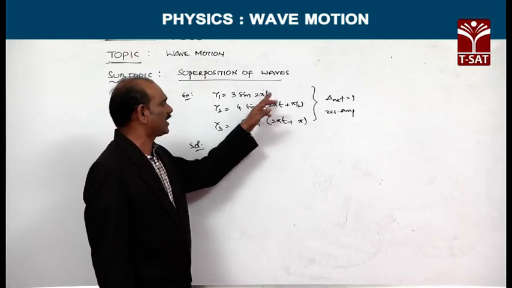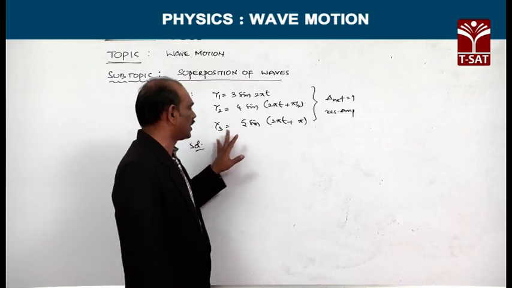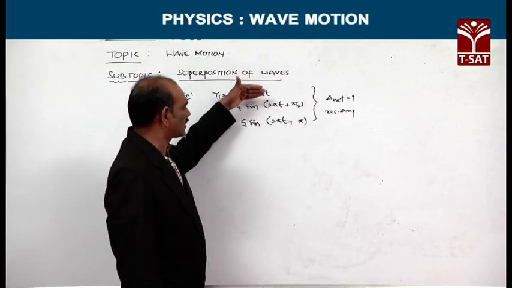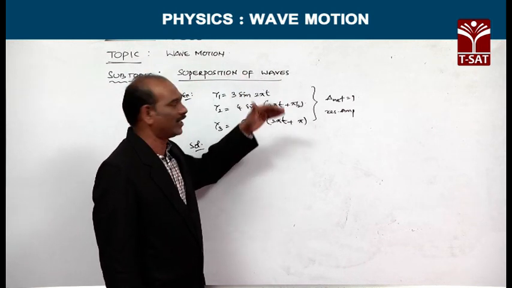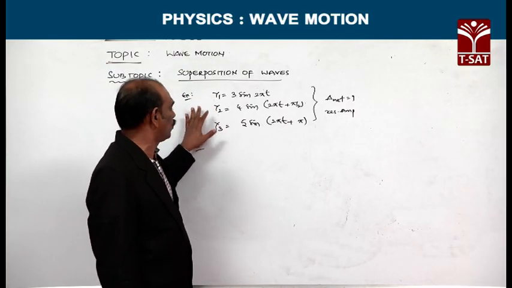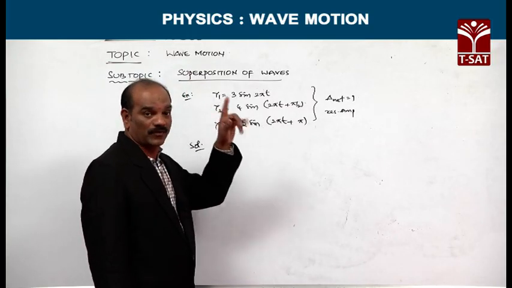Y1 is equal to 3 sin 2 pi t, Y2 is equal to 4 sin 2 pi t plus pi by 2, Y3 is equal to 5 sin 2 pi t plus pi. So each of these two successive waves differ by a phase difference of pi by 2. Between y1, y2 they differ by a phase difference of pi by 2, y2, y3 differ by a phase difference of pi by 2, and y1, y3 differ by a phase difference of pi.